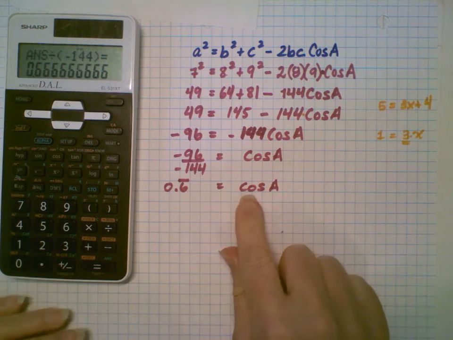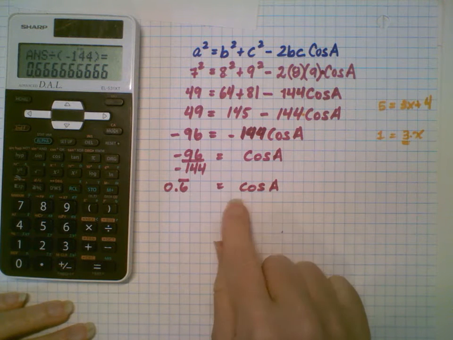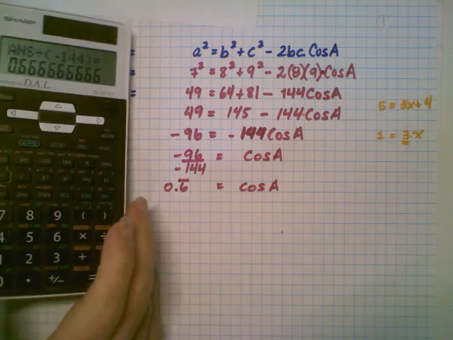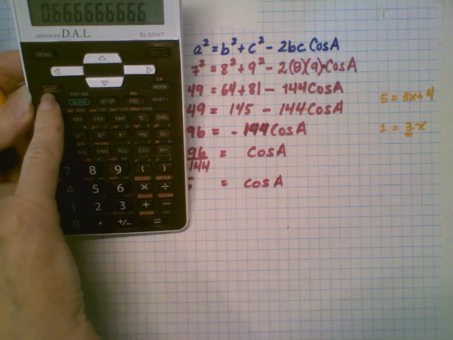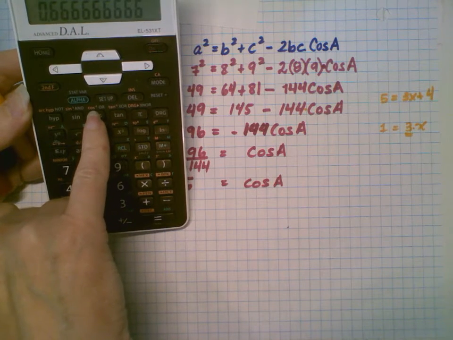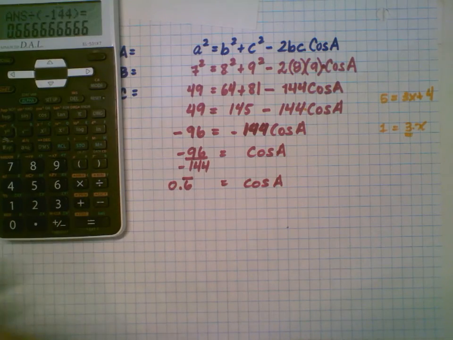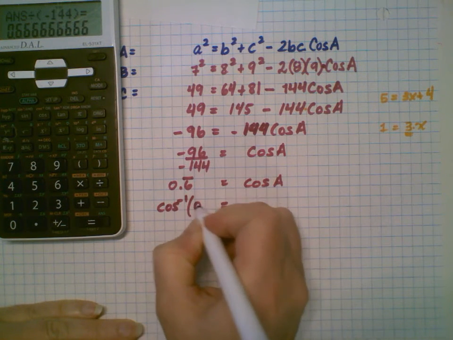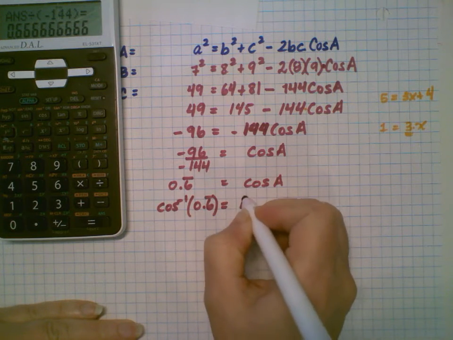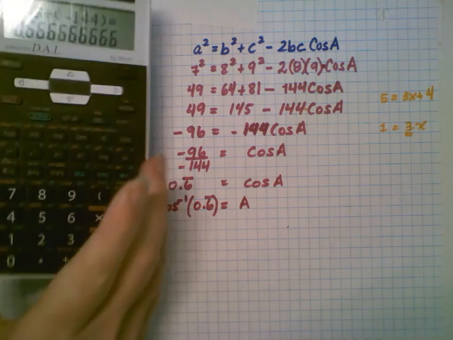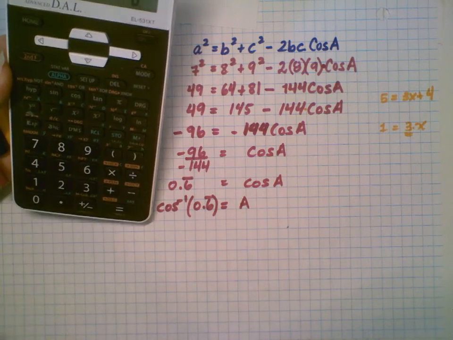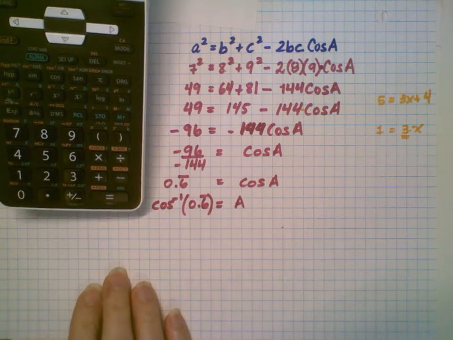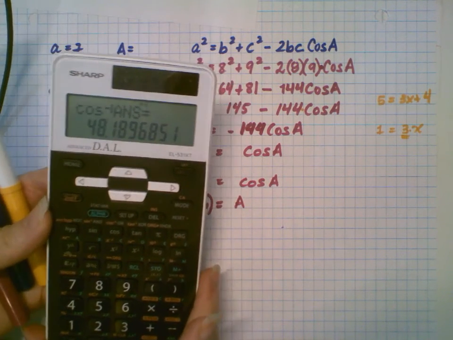So at this point, to find the angle measure, I need to undo this cosine. The way that I'm going to do that is use arc cosine, which on my calculator, I'm going to use the second function button, and it's going to do cosine minus 1. So cosine minus 1 of that 0.6 repeating will give me angle measure A. So second function of the answer. And it tells me that angle A is 48 point, we'll say 2.